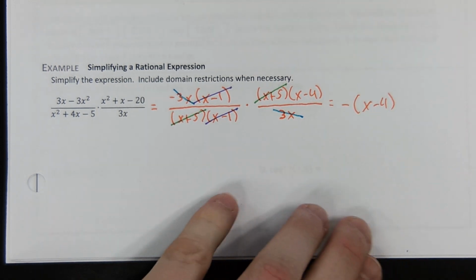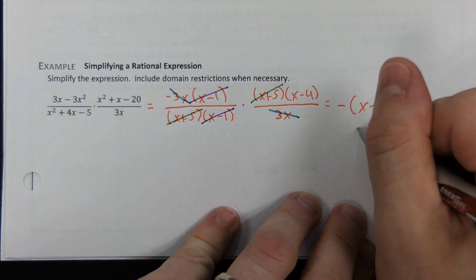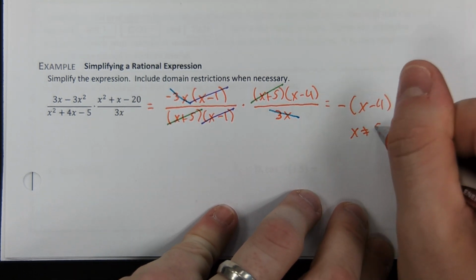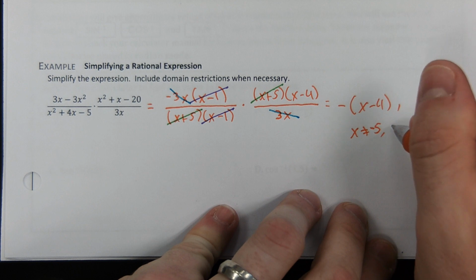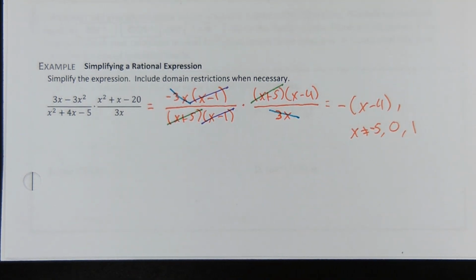But we did know that there were 3 numbers that x was not allowed to be. x couldn't be negative 5, x couldn't be 0, and x couldn't be positive 1. They don't have to be written in numeric order. I just prefer them to be written in numeric order. Wow, the entire denominator canceled out. That's nuts. It's crazy.